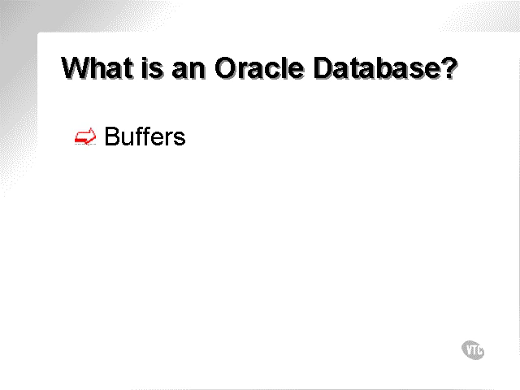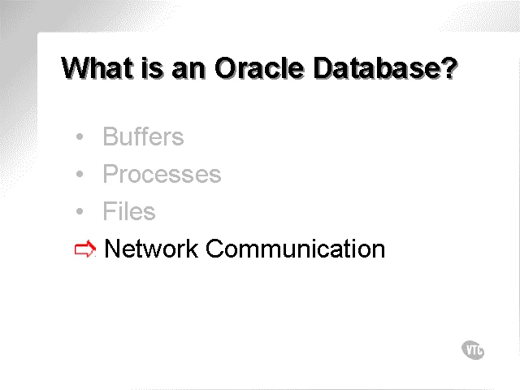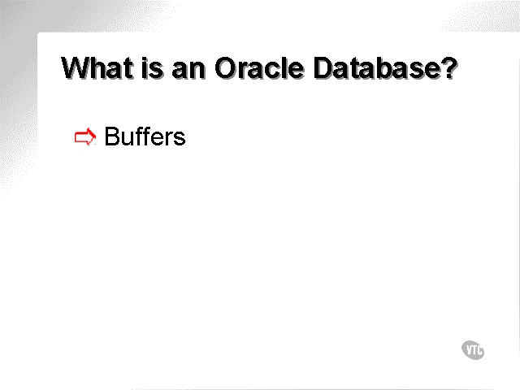This leads us to what is an Oracle database. An Oracle database is made up of a number of pieces. These things are, namely, buffers, processes, files, and network communication. Let's go back a bit. What do we mean by buffers?